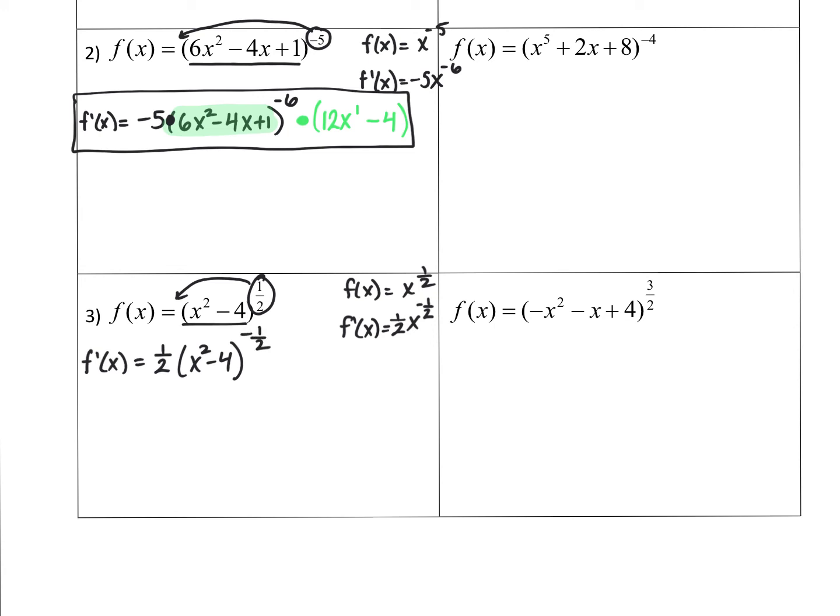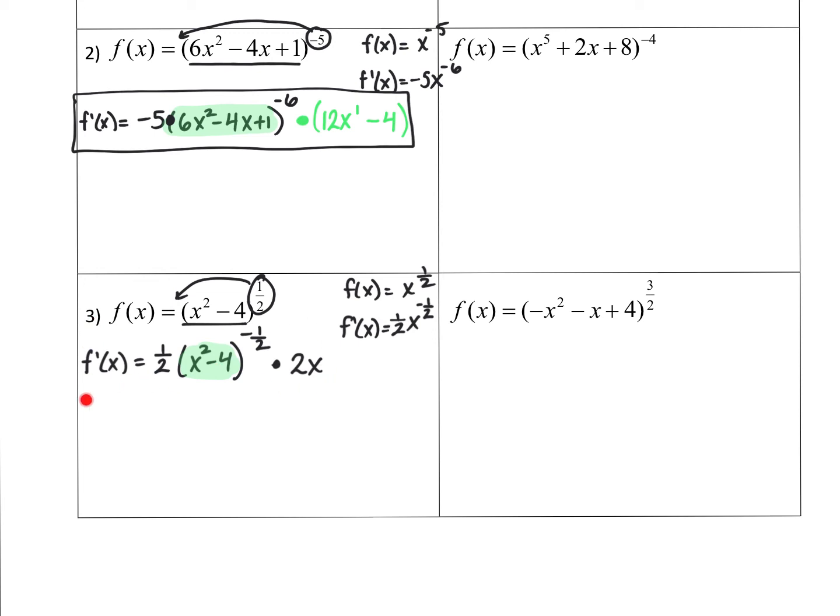And we have to remember to take the derivative of the inside. So the derivative of x squared is 2x. Take the 2, bring it in front, keep the base, drop the power down by 1, and the derivative of this constant is 0. So we don't need to write that.